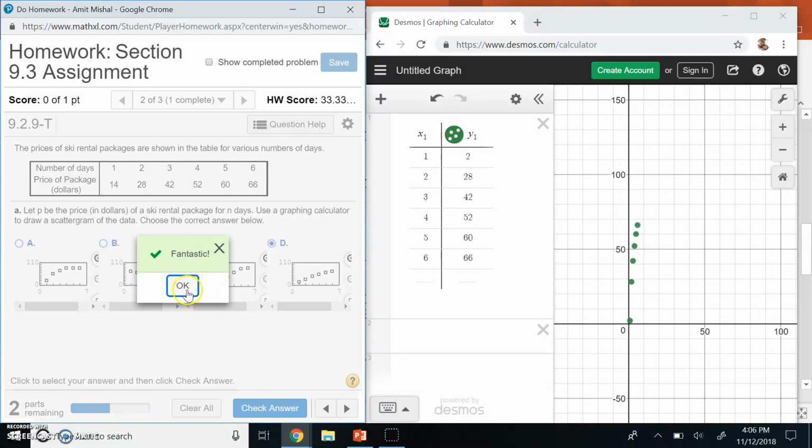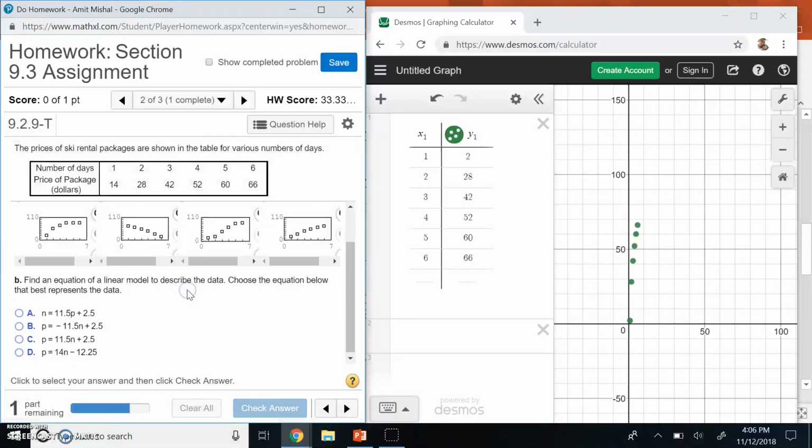So you just have to play with this a little bit. Some of it's guess and check. Once again, because we're doing this by hand and not using technology, it's going to be a little bit more difficult. Okay, in part B, let's find the equation of the linear model to best describe this data.